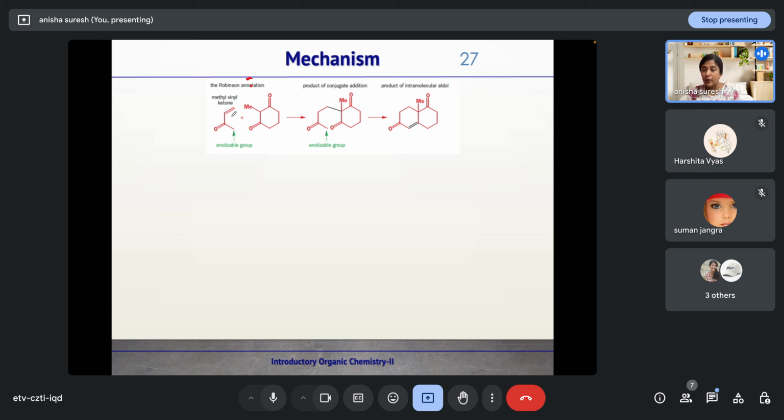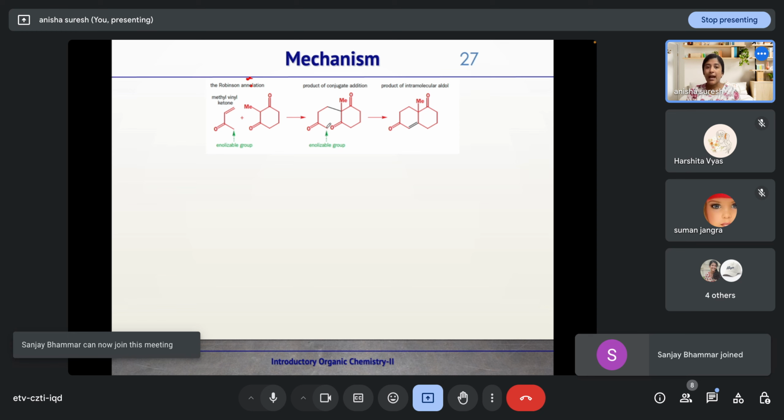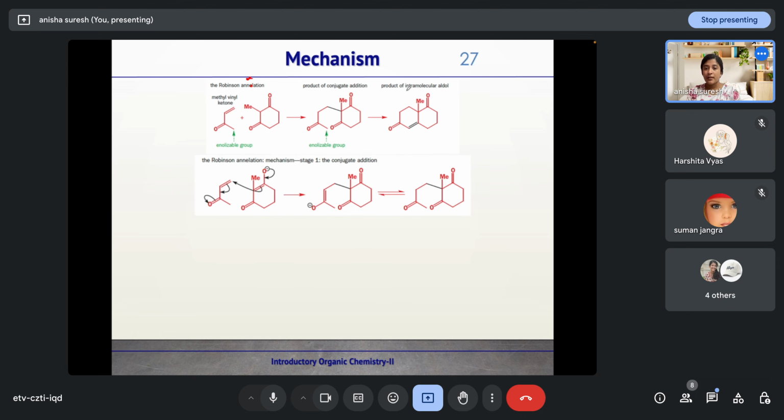an enolizable group on this alpha beta unsaturated ketone. So first, an enolate will be formed here. It will undergo a conjugate addition reaction, leading to formation of this intermediate. And this upon an intramolecular aldol reaction, we will get this final product. So first this enolate is forming, and upon falling back, this carbon-carbon double bond will undergo a conjugate addition or a Michael addition reaction.